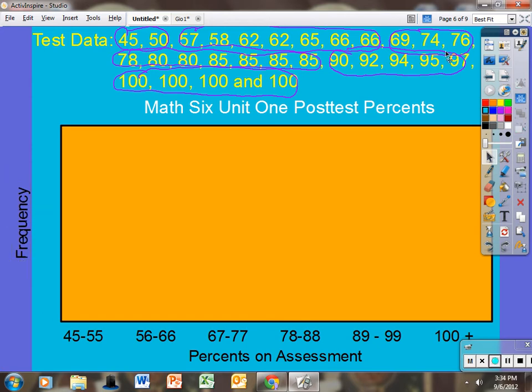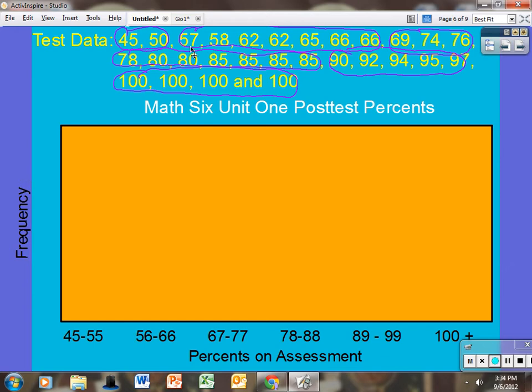Now, let's look at our categories. Between 45 and 55, I have 2 occurrences. Between 56 and 66, I have 1, 2, 3, 4, 5, 6, 7 occurrences. Between 67 and 77, I have 1, 2, 3. So 7's still my largest. Between 78 and 88, 1, 2, 3, 4, 5, 6, 7. Another 7. And then between 89 and 99, 1, 2, 3, 4, 5. And then 100 or more, 4.